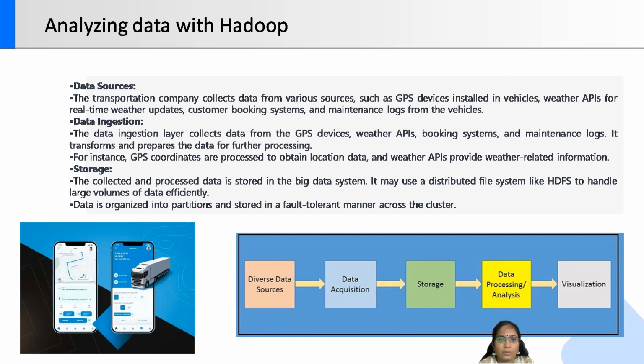Then the third step is storage. Whatever data is collected, we have to store in big data systems. We already discussed that storage is handled in Hadoop as HDFS, the Hadoop File System, to handle the large volume of data in an efficient manner. The data is organized into partitions and stored in a fault-tolerant manner across the clusters. For fault tolerance, checksums are added, that is, CRC 32-bit numbers, to avoid errors.